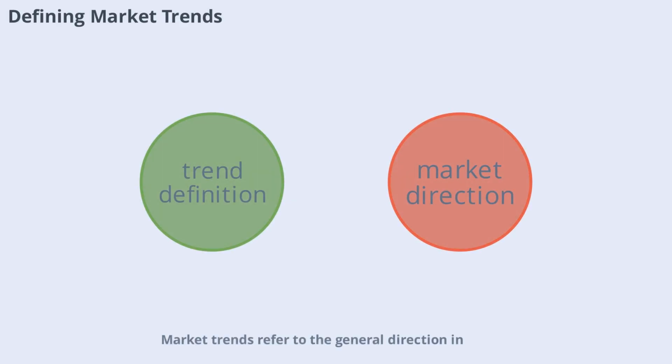Market trends refer to the general direction in which a market is moving over a specific period. These trends can be upward, downward, or sideways, and they are shaped by a variety of factors such as economic indicators, investor sentiment, and global events. By identifying these trends early, investors can position themselves to take advantage of potential opportunities or avoid possible pitfalls.